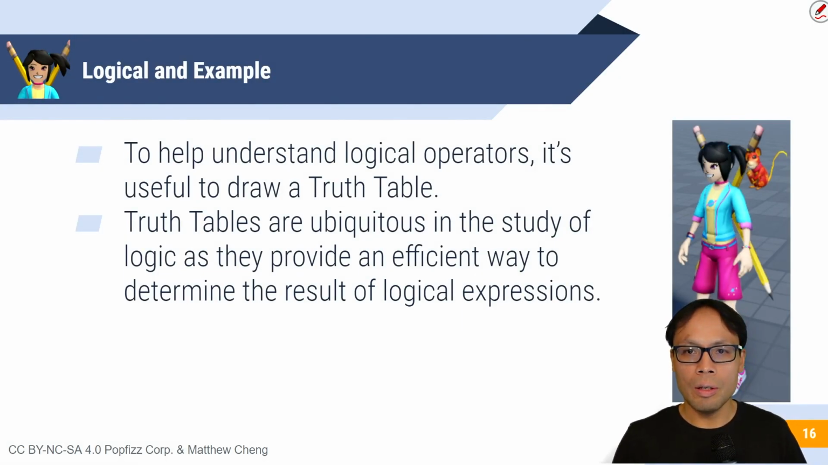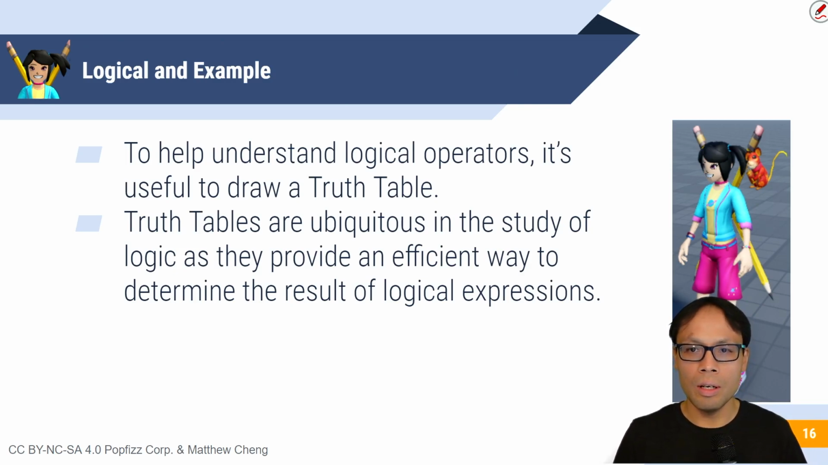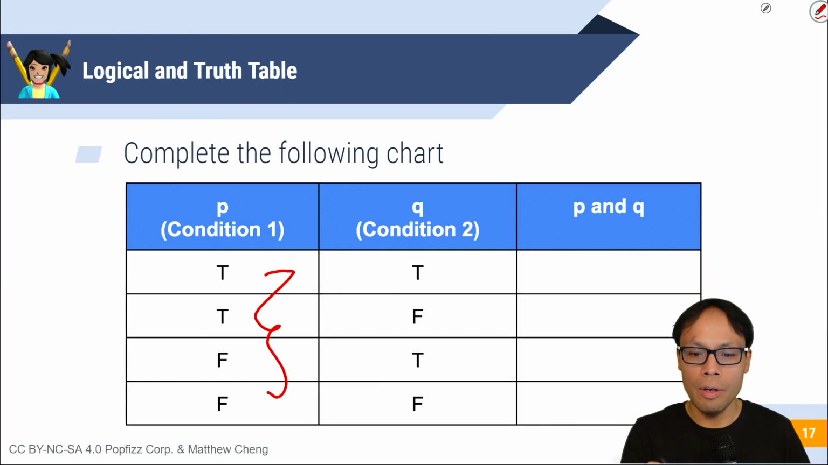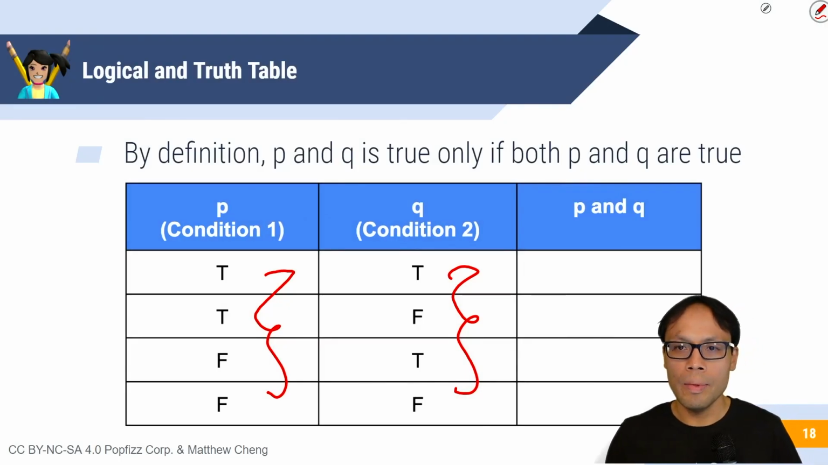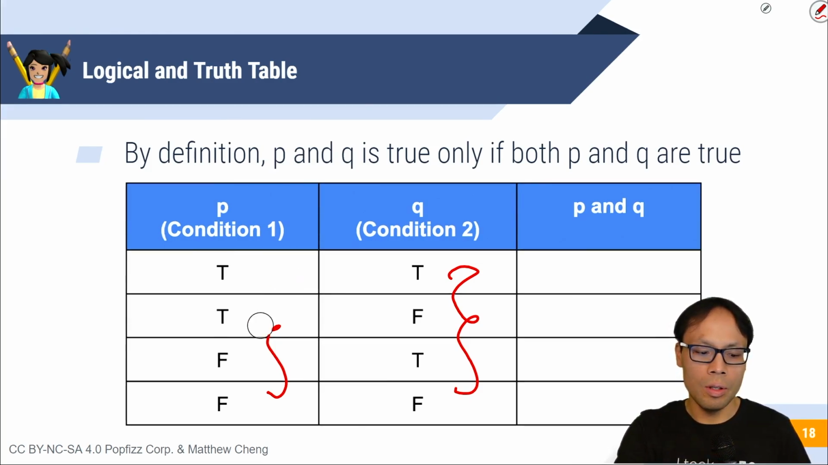To help understand logical operators, it's useful to draw a truth table. Truth tables are ubiquitous in the study of logic as they provide an efficient way to determine the result of logical expressions. So a truth table looks like this. So classic truth table notation, we've got P for condition 1, and we've got Q for condition 2. And then over here, I've got all the different combinations of P and Q. So I've got true and true, true and false, false and true, and also false and false. Now the rule here is that P and Q is true only if both P and Q are true.